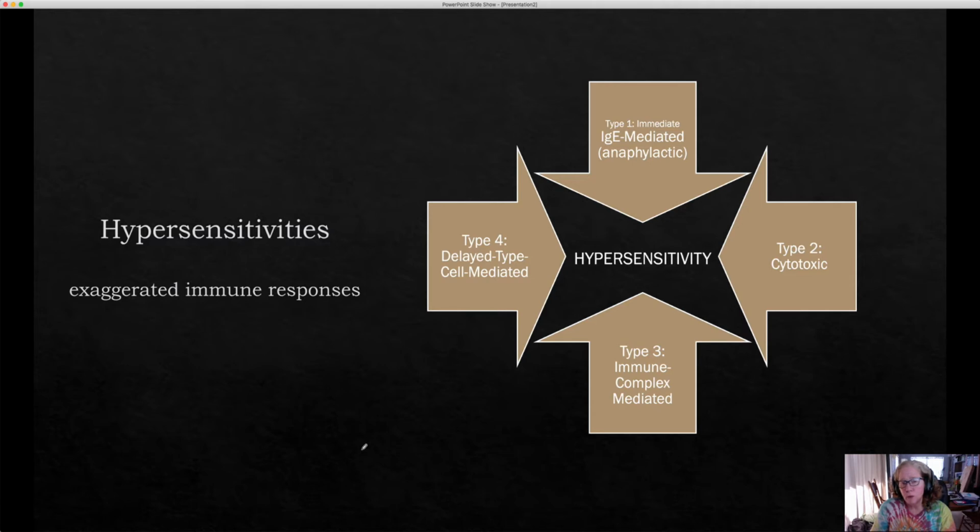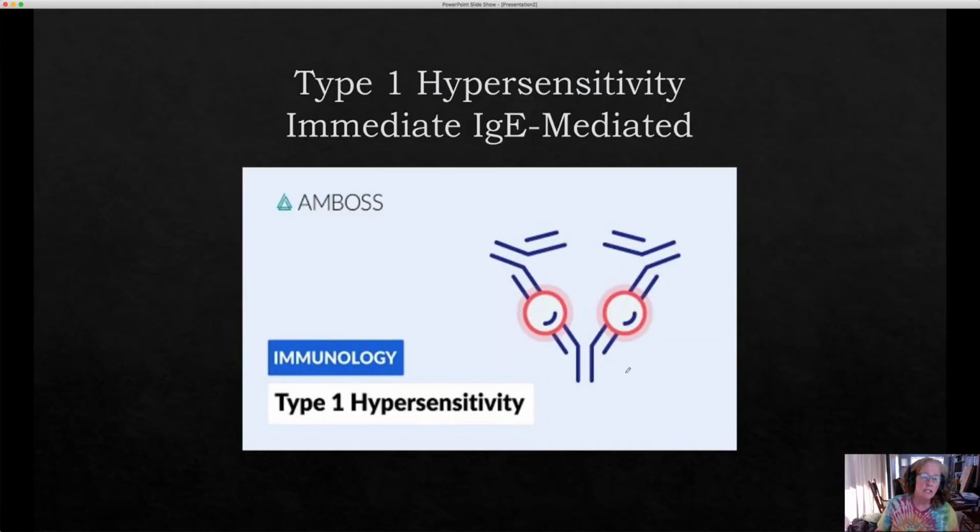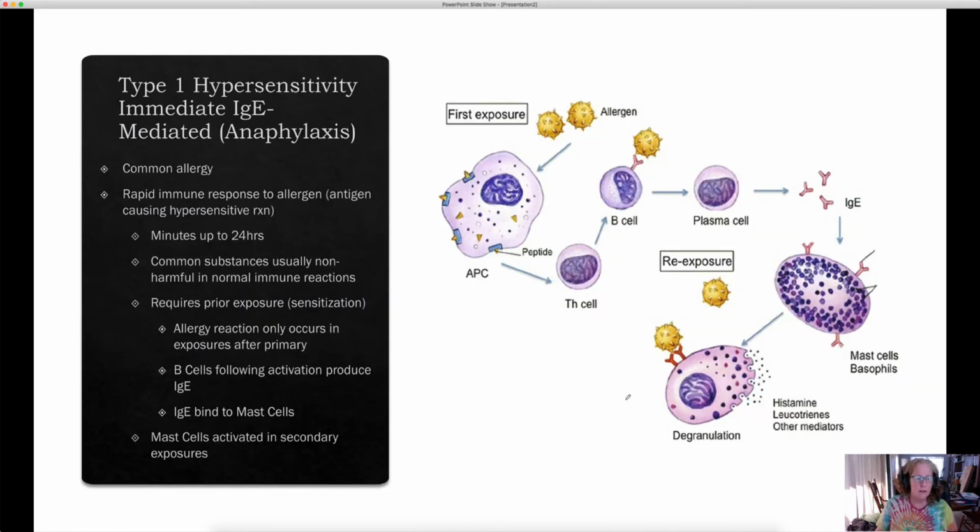Type 3 is immune complex mediated. So just from the name of it, you know that now we're going to have things like combinations of complement and antibodies and immune cells all clumped together to create large complexes. And then type 4 are the delayed type cell mediated responses. These are things like some skin reactions, and they are more T cell related than anything else. So let's take a look at each of these. Oh, sorry, moved up a little ahead.